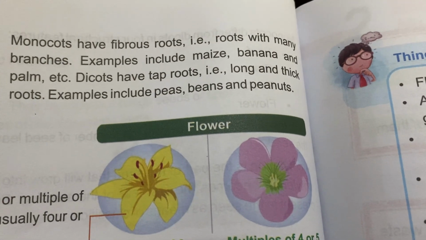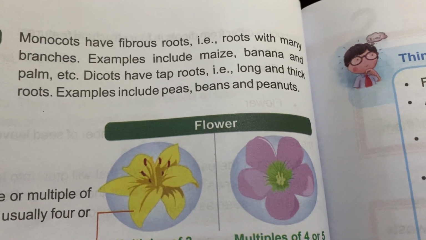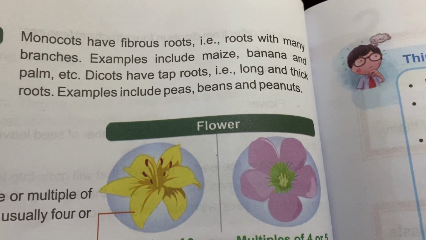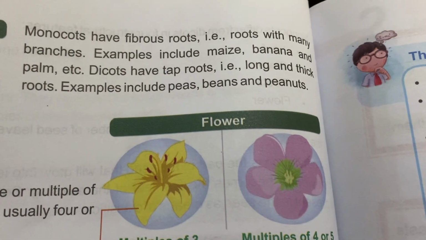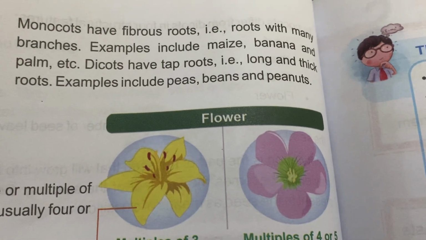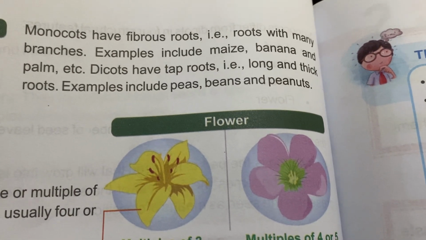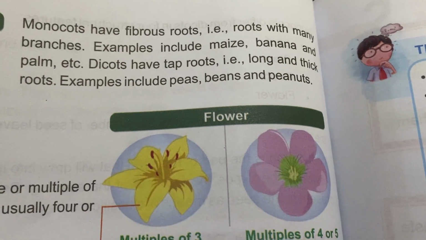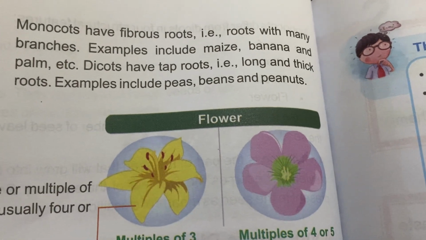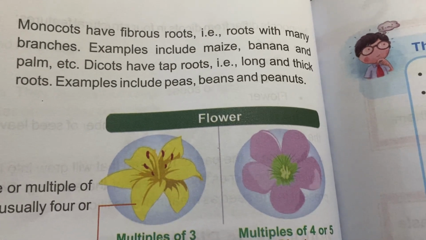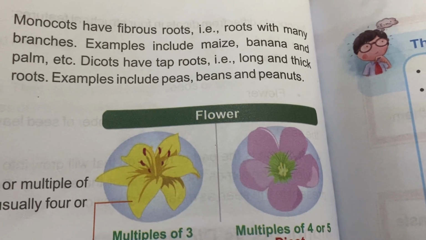Monocots have fibrous roots with many branches. Examples include maize, banana and plum, etc. Dicots have tap roots, long and thick roots. Examples include peas, beans and peanuts.